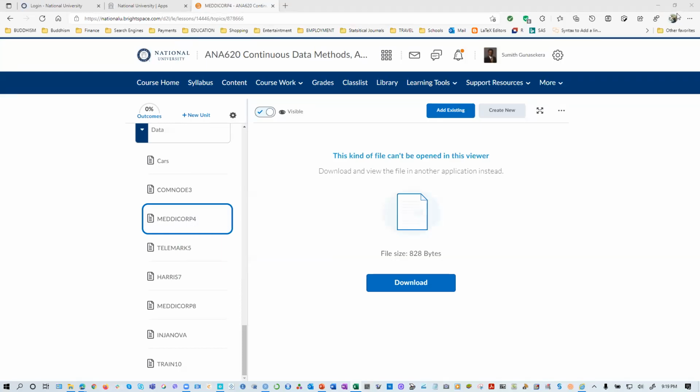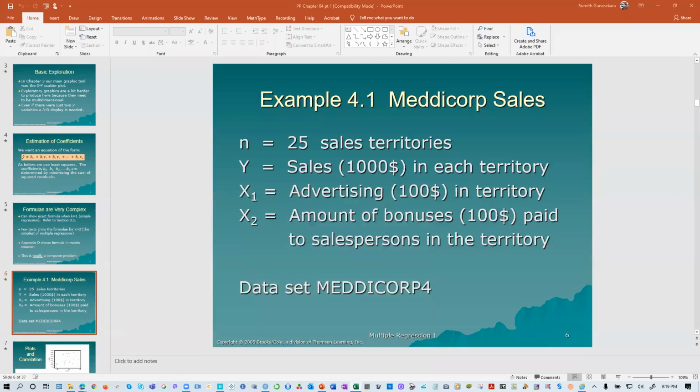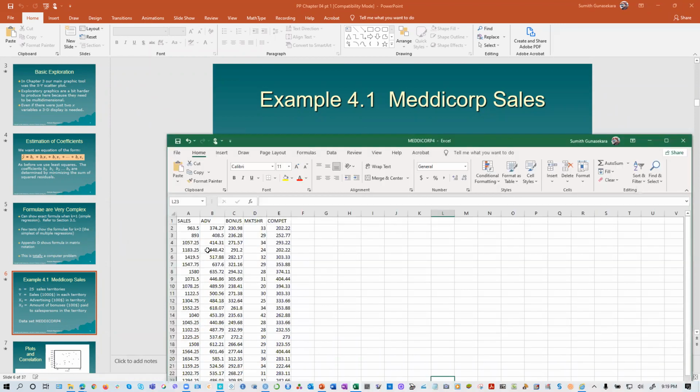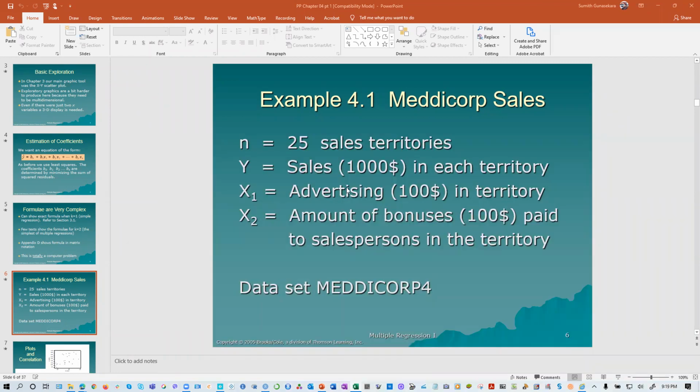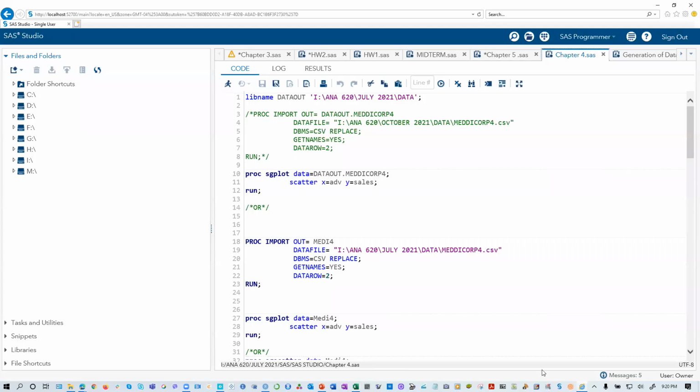Okay, Medico 4. So they say out of all these, just take only X1 and X2, only 2. Y is your sales. Advertising is X1. Bonus is X2. The other 2 we're just going to neglect for the time being. So sales is in $1,000 in each territory, advertising is $100 in territory, and the amount of bonuses paid to salesperson in the territory, and see whether you can increase the sales. How is it going to affect the sales? Whether advertising plays any heavy role to explain the variation in sales. That's the one we got. I have that data.